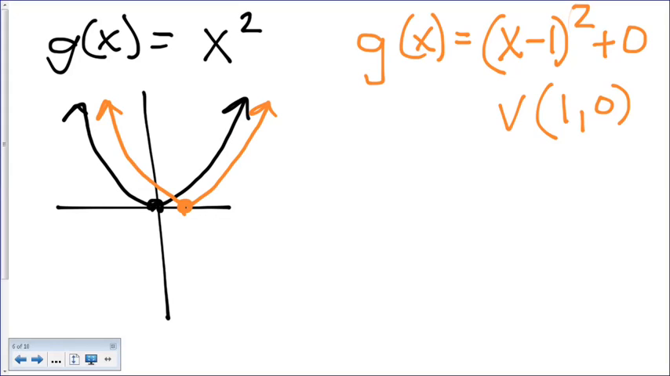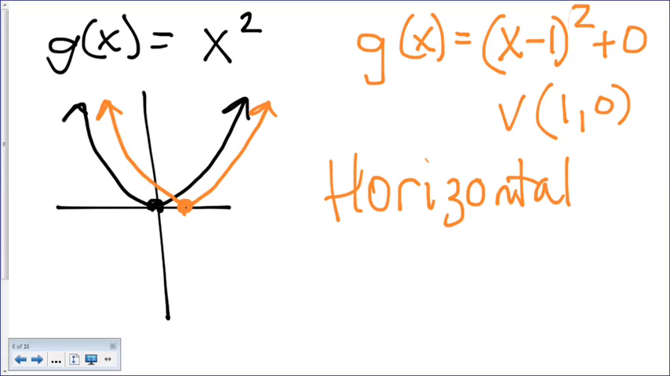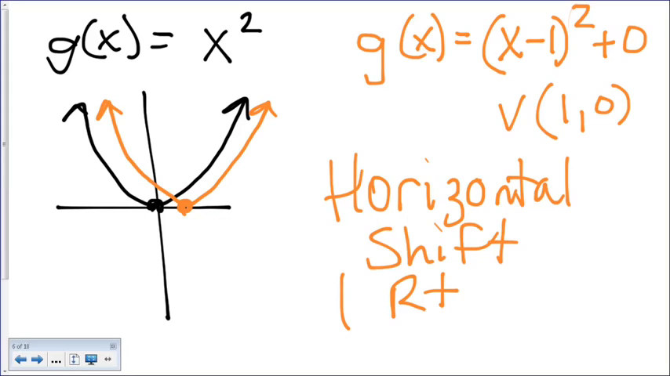So this is what we call a horizontal shift. And this shift went over 1 to the right. So I'm just going to write 1 RT. So horizontal shift 1 unit to the right because of this x minus 1 there, which really means we do the opposite. So minus 1, we usually think, oh, I go to the left 1, but we do the opposite, so we actually move to the right 1.